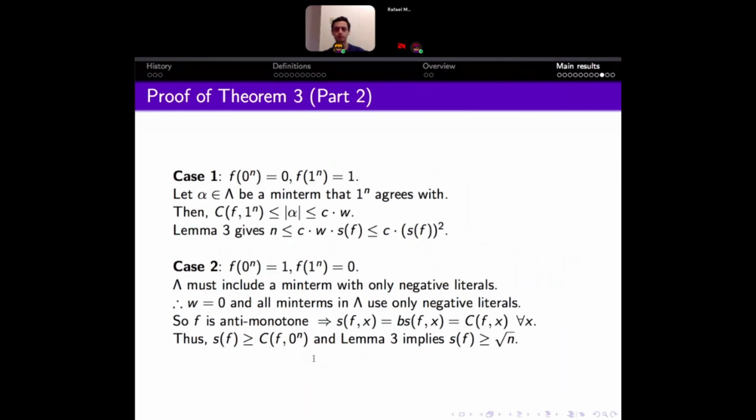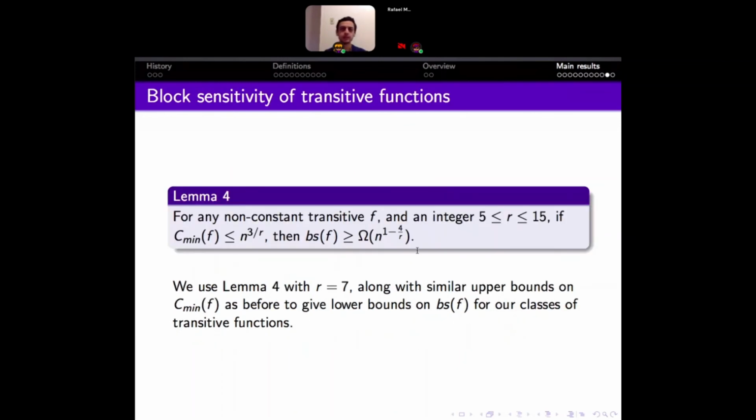We'll skip the proof of part 2 of theorem 3. And so the final lemma we have is that for any transitive function and integer r in this range, we prove a trade-off. So if C min is small enough, then block sensitivity is large enough in terms of r. And then we use this lemma with r equal to 7 with similar bounds on C min, and that gives us our lower bounds on block sensitivity.